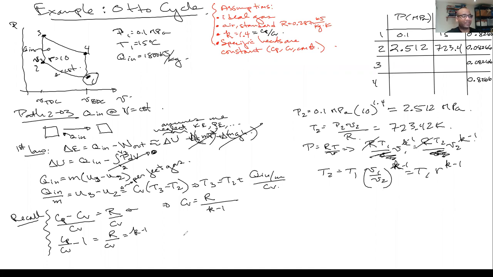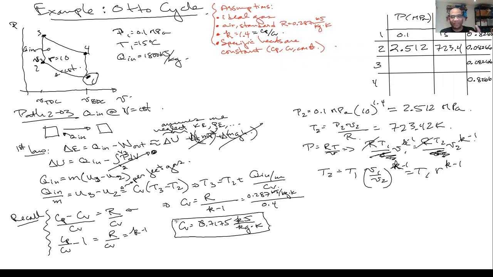I know that for air, R is 0.287. So Cv is equal to, I assumed K is equal to 1.4, so 0.287 divided by 1.4 minus 1, divided by 0.4. We get something like 0.7175. This is 0.287 kilojoules per kilogram Kelvin divided by 0.4. Let me just repunch it in to make sure. 0.287 divided by 0.4. Yep, 0.7175. And the units are kilojoules per kilogram Kelvin. There you go. So if I have a perfect gas and I assume a value for K, then I've automatically assumed a value for Cv.